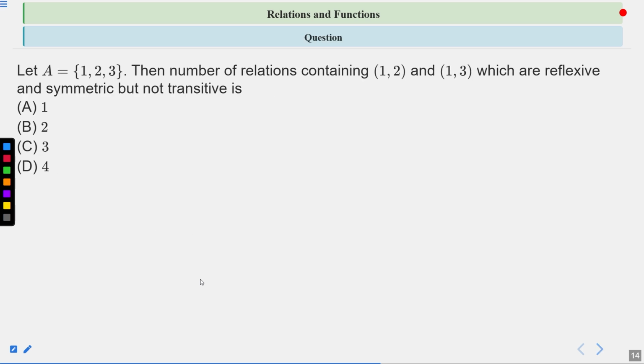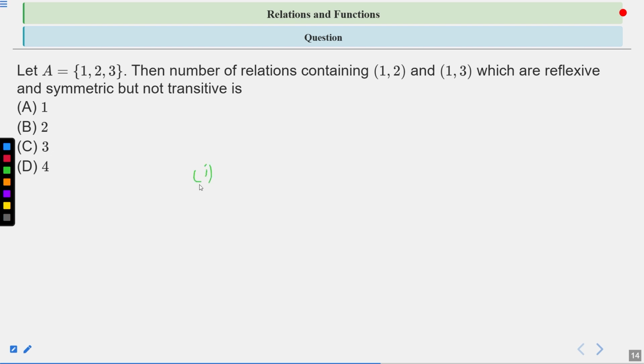Next question says that let set A be equal to {1, 2, 3}. The number of relations containing (1, 2) and (1, 3), which are reflexive and symmetric but not transitive, right? So we basically have to find the number of relations from A to A, right? And that relation must contain the elements (1, 2) and (1, 3), and the relation should be reflexive, symmetric, but not transitive, right? So for this, we must know what is a reflexive relation, what is a symmetric relation, and what is a transitive relation.